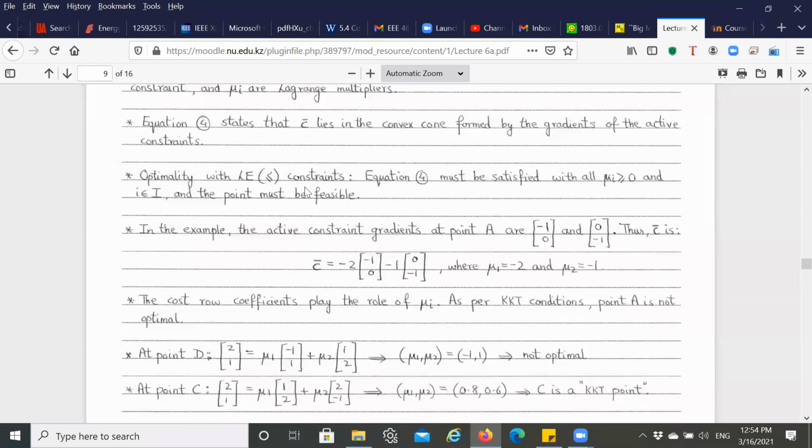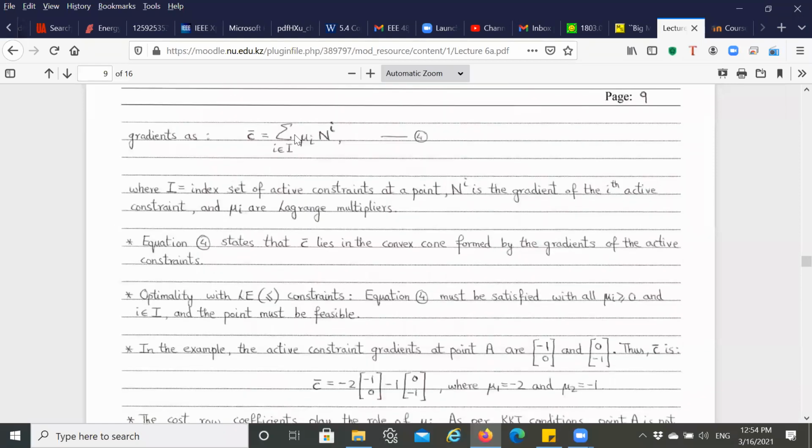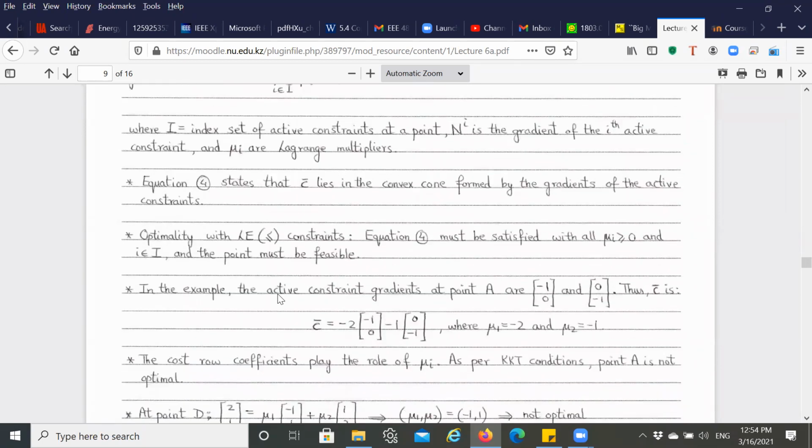If you have less than or equal to constraints, then equation 4 must be satisfied for all mu i values that are non-negative. So mu i should always be non-negative for the less than or equal to constraints.